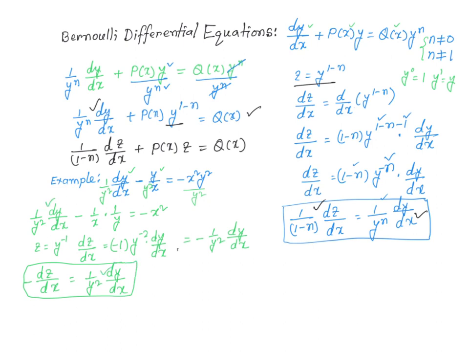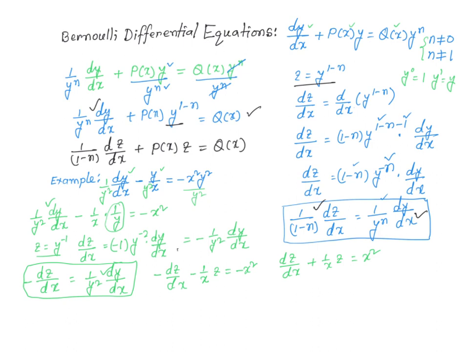This is the same as this, right? So we are going to rewrite the equation as negative dz/dx minus 1 over x times 1 over y, which is actually z, is equal to negative x squared. Since it's all negative, I could go ahead and just get rid of the negatives. So that's going to give me dz/dx plus 1 over x times z is equal to x squared.